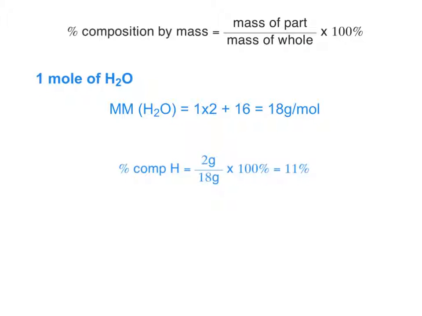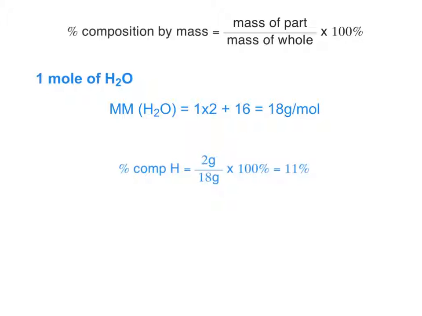To calculate the percent composition of the hydrogen in our sample of water, we take the mass of hydrogen, 2 grams, divided by the mass of the whole sample, which is 18 grams, multiplied by 100%. We end up with 11%.